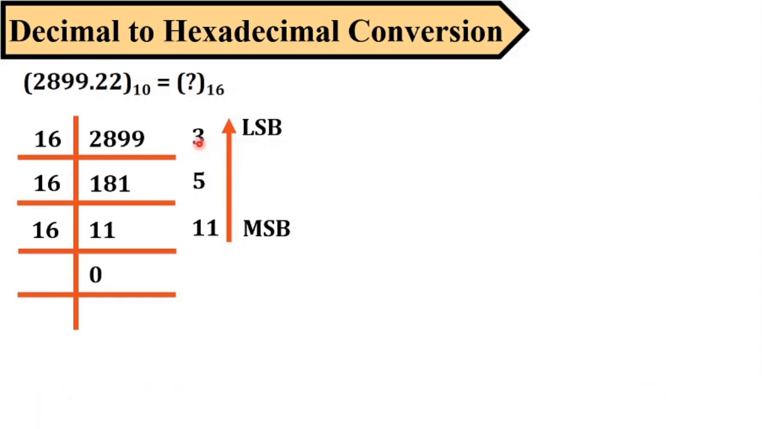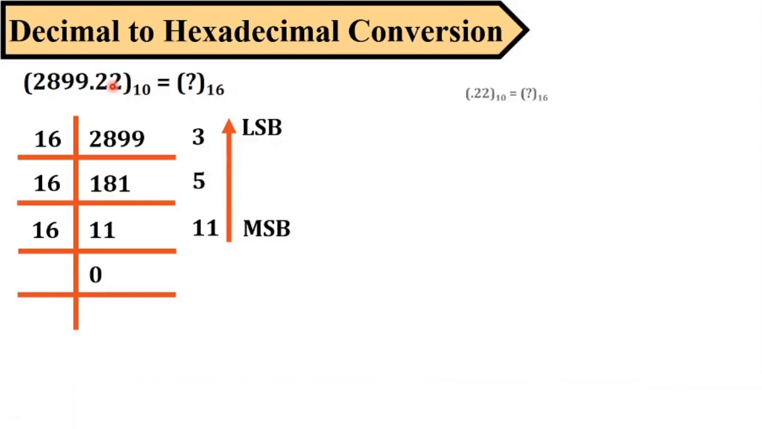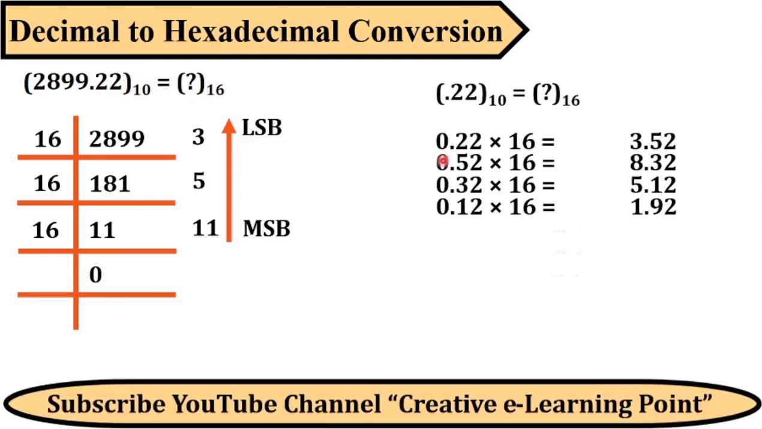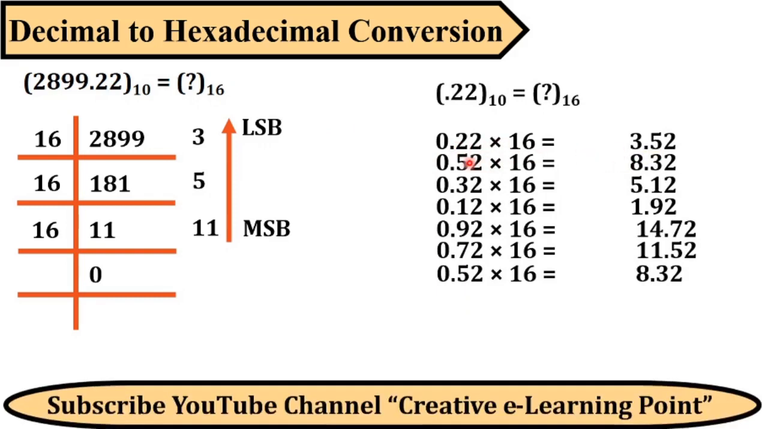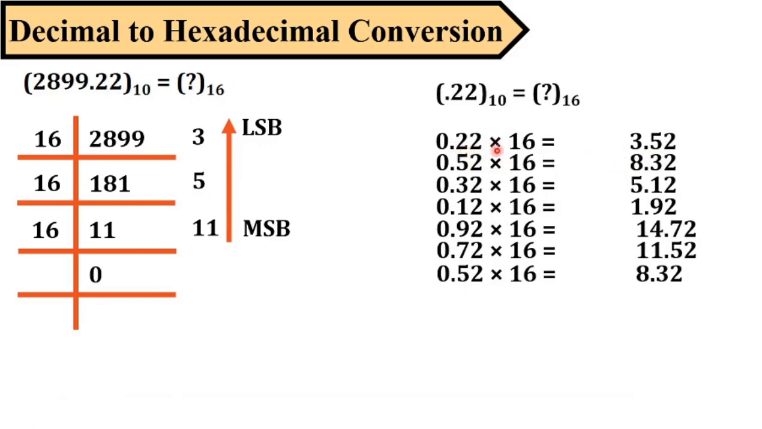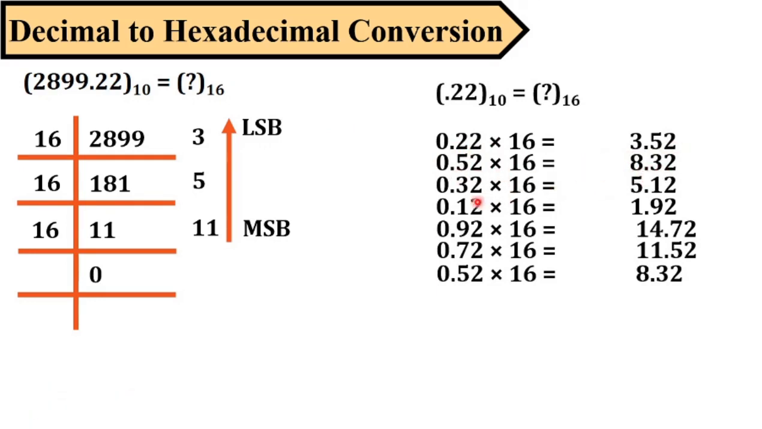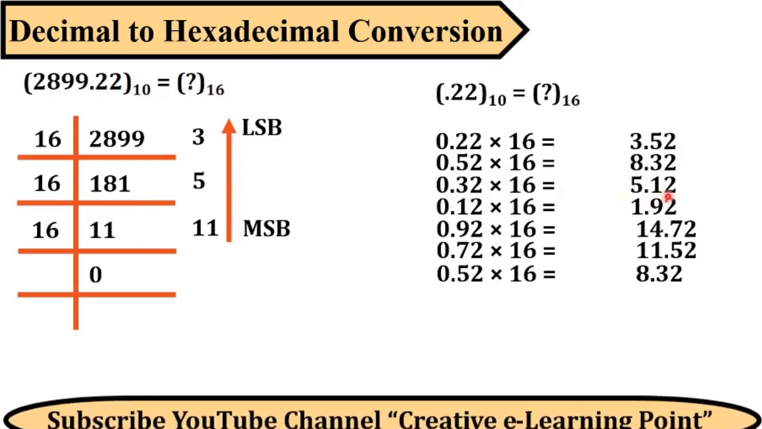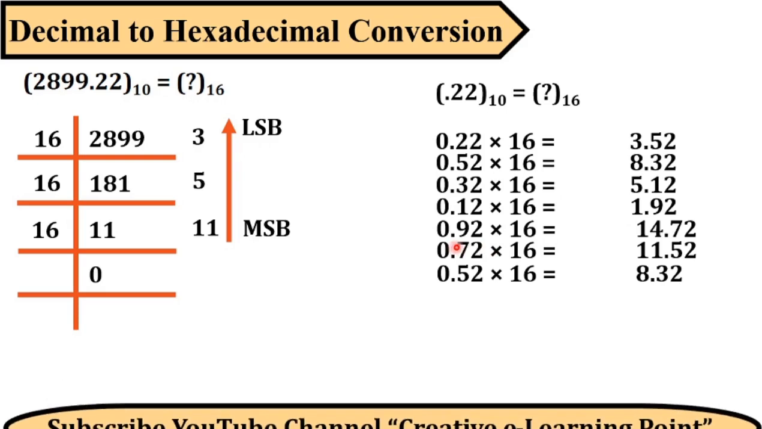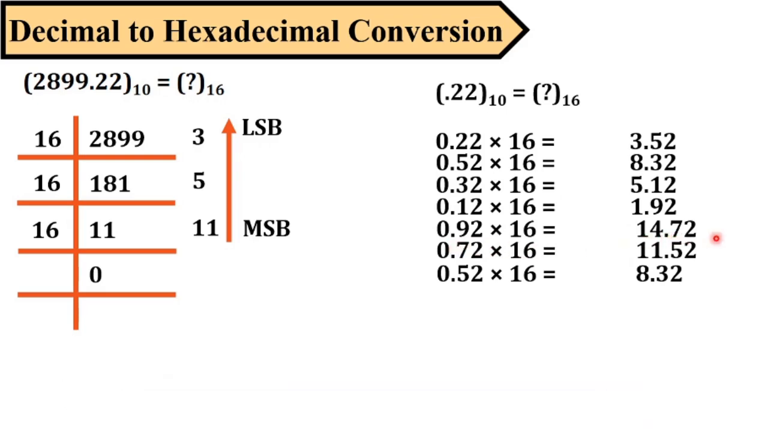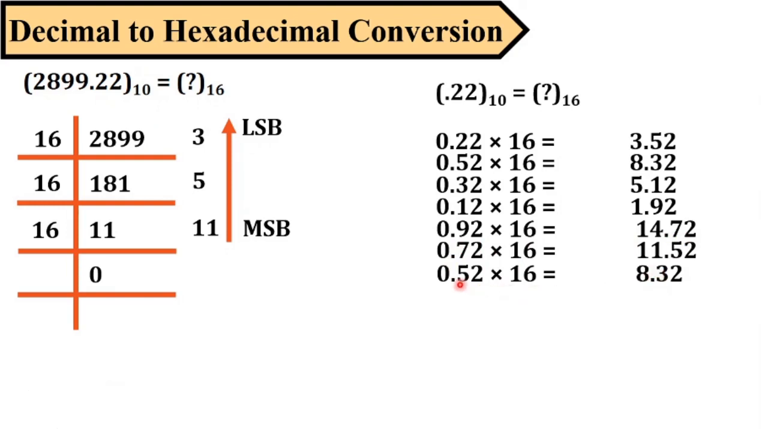3 is the least significant bit. Now we are going to solve for the fraction part, 0.22. As you can see, we only take the fraction part for the multiplication. 0.22 into 16 we get 3.52. 0.52 into 16 we get 8.32. 0.32 into 16 we get 5.12. 0.12 into 16 we get 1.92. 0.92 into 16 we get 14.72. 0.72 into 16 we get 11.52.